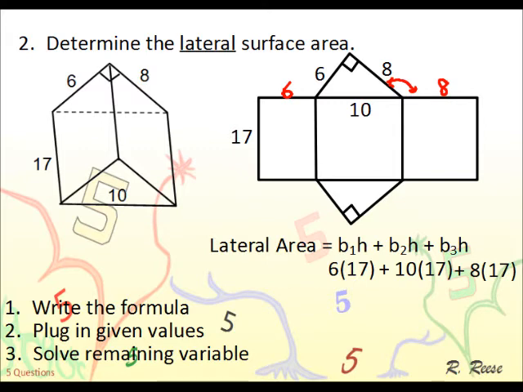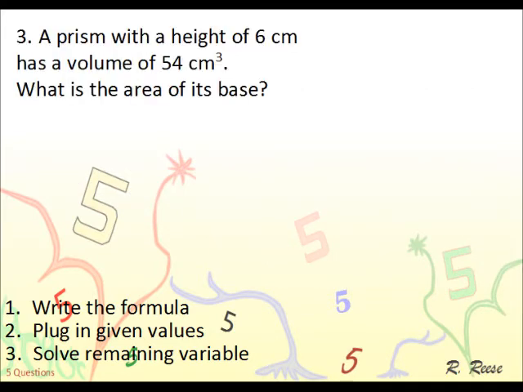Okay, let's do a third here. You have a prism with a height of 6 centimeters, and it's got a volume of 54 cubic centimeters. What is the area of its base? Let's first start off with this formula, the volume being the area of the base times the height.